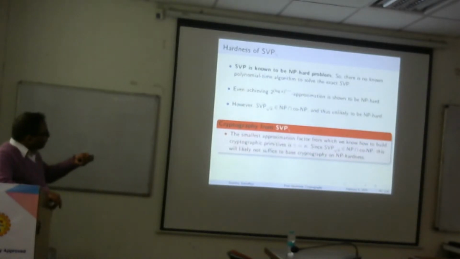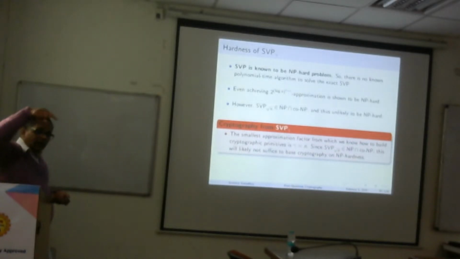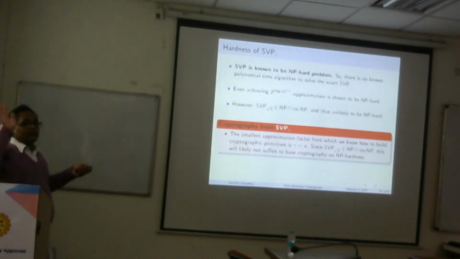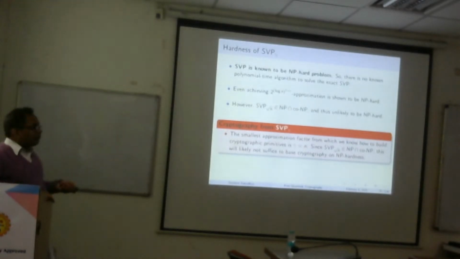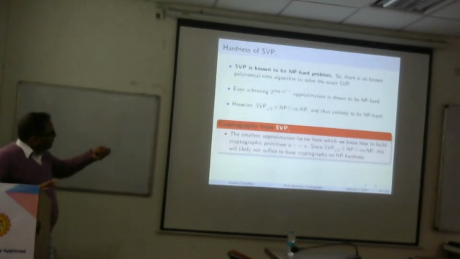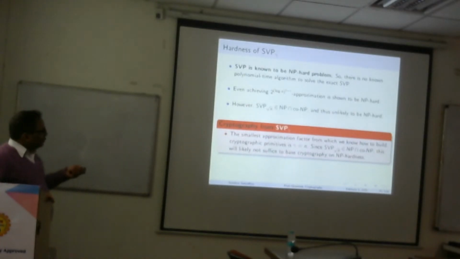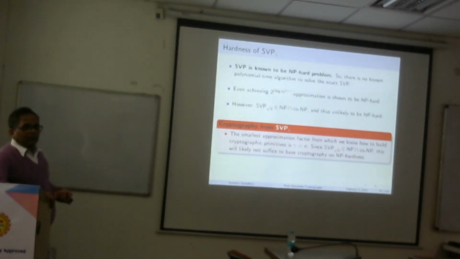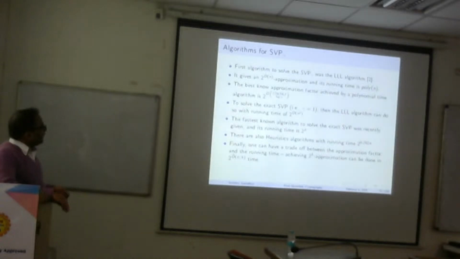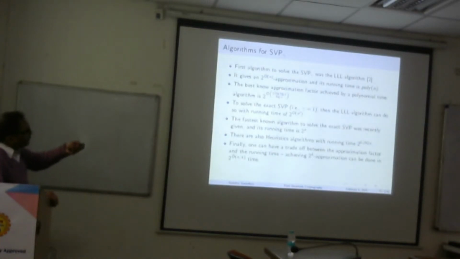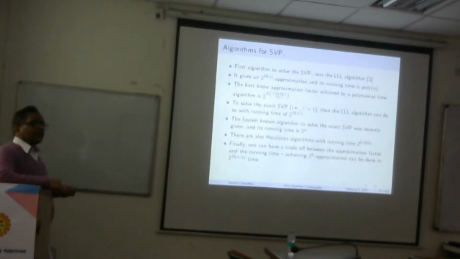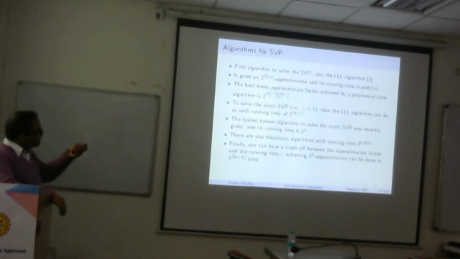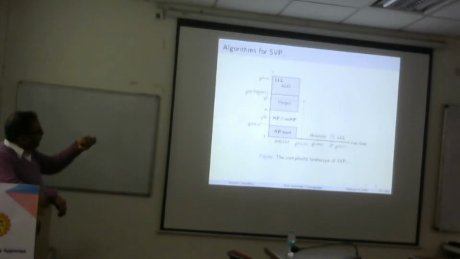But SVP with gap, that gamma thing, if I take gamma to be very large, like root n, then it is unlikely to be NP-hard. We don't have a proof yet, but it is believed that it may not be very hard. So what we can do is, I have to take this gamma to be at least n. If I take gamma to be n, then I can create a hard problem which is not solvable as of today. And some of these problems actually were solved using LLL. That's why I mentioned LLL earlier, the Lenstra-Lenstra-Lovász algorithm. This was used to actually solve SVP for certain values of gamma.